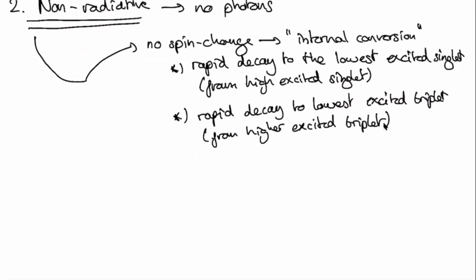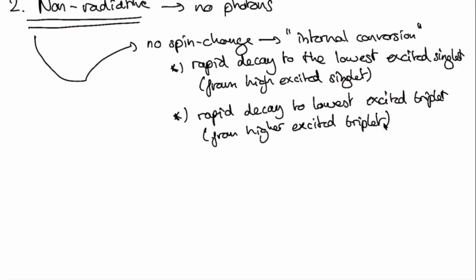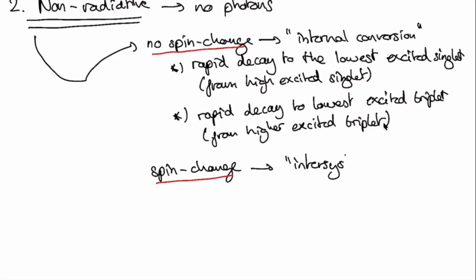Okay. Then you have processes where you do have a spin change. No spin change. Spin change. And that is called inter-system crossing.